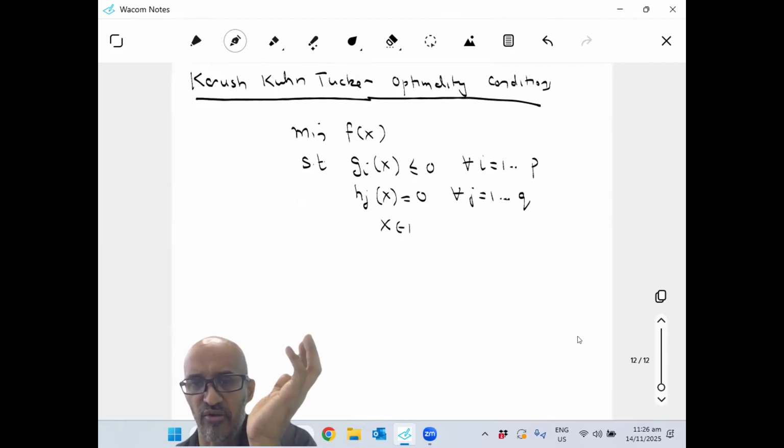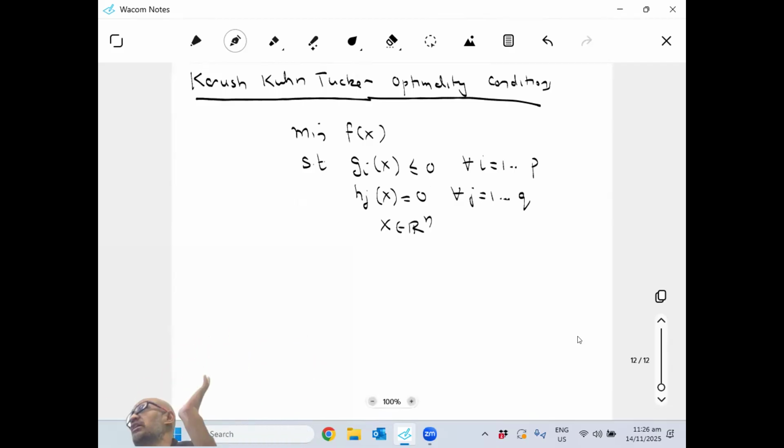Okay. And let's say X is in R^n. So this is a very general nonlinear program. It doesn't have to be nonlinear, it could be linear. Linear programming is a special case of this. This is a very, very general class.